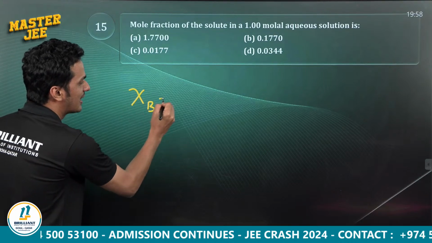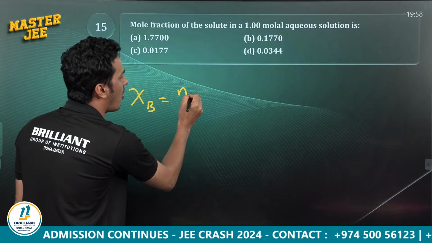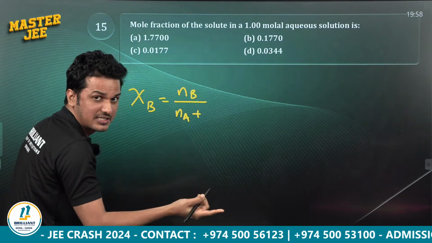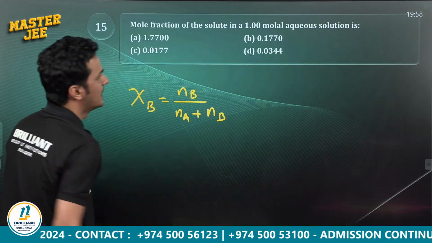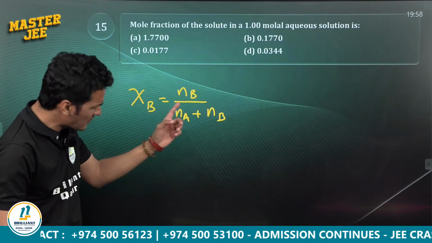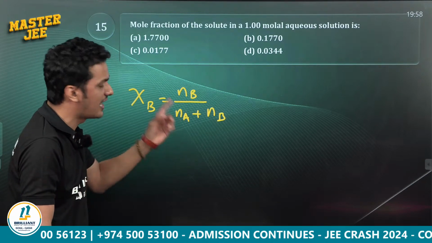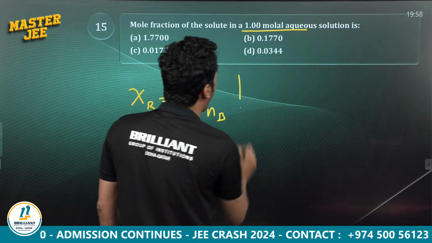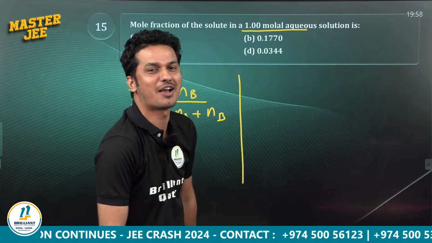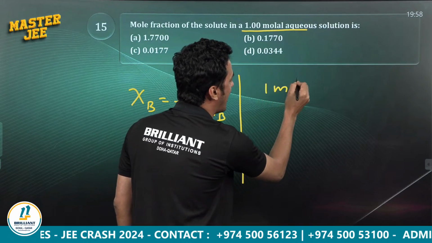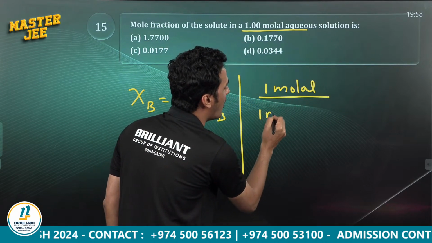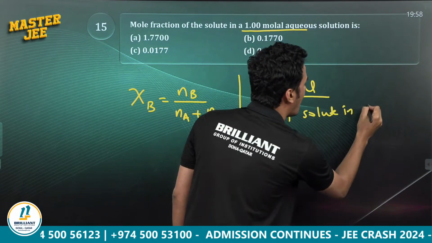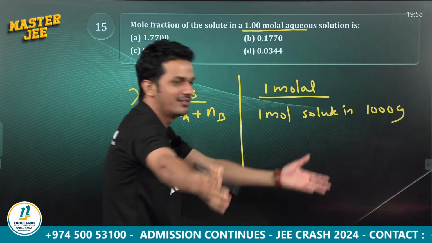That is chi B or XB equal to number of moles of solute divided by number of moles of solvent plus number of moles of solute. Isn't it? Yes or no? So we have to find out the number of moles of solute and number of moles of solvent. But nothing is there. But they gave 1 molar aqueous solution. What do you mean by 1 molar aqueous solution? 1 molar aqueous solution means 1 mole solute in 1000 gram. Now everything is ready.